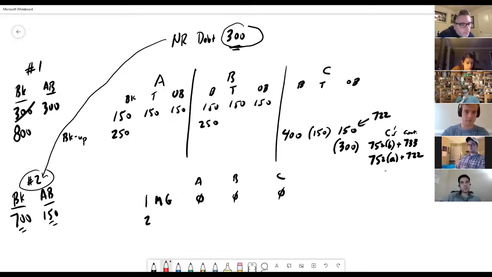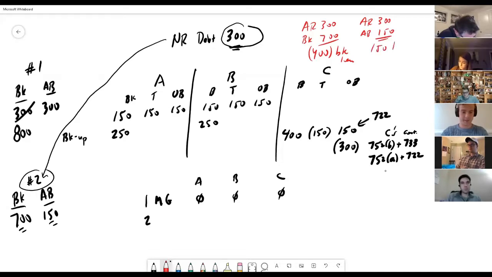Step 1, determine our book and tax items. For book, our amount realized is 300. Our book value is 700. 400 of book loss. For tax, our amount realized is 300. Our adjusted basis is 150. So you have 150 of tax gain. So then we allocate the book loss, 1/3, 1/3, 1/3.